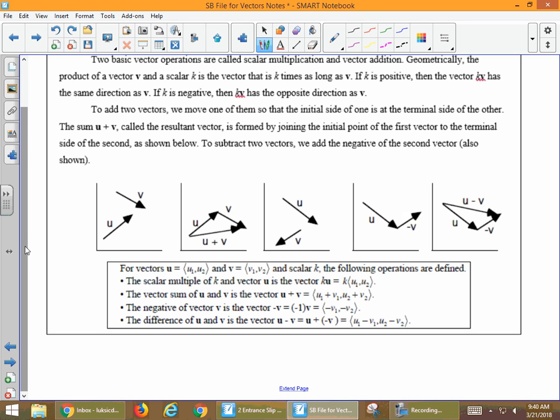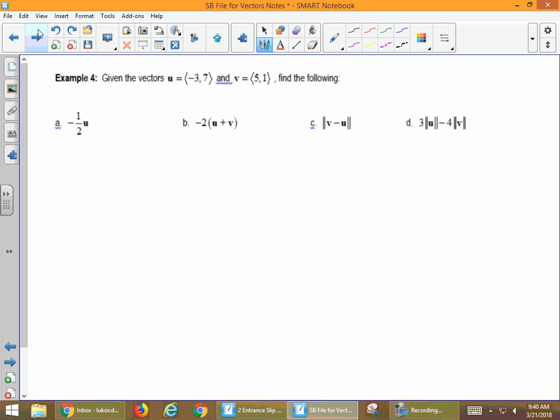All right. So, given the vectors u and v, find the following. The thing you do have to be careful about here is order of operations. When you're working through something like -2 times u plus v, you have to add the vectors first and then multiply by -2. And when these two are very different, here you're going to subtract the vectors and then find the magnitude. Here you're going to find the magnitude and then do the rest of the math.